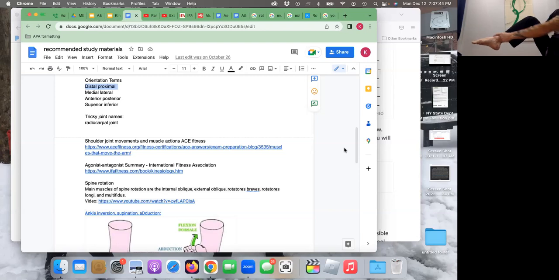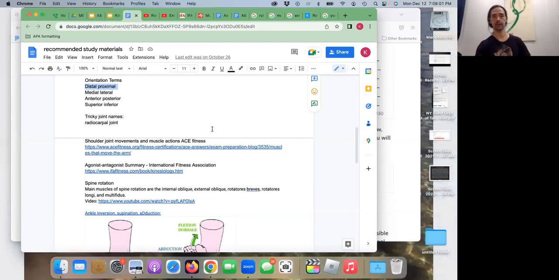And is it proximal or distal to the carpals, tarsals? Is it toward the center of the body or away from the center of the body? It's towards, so it will be proximal. Yes, exactly. Let me write that down.